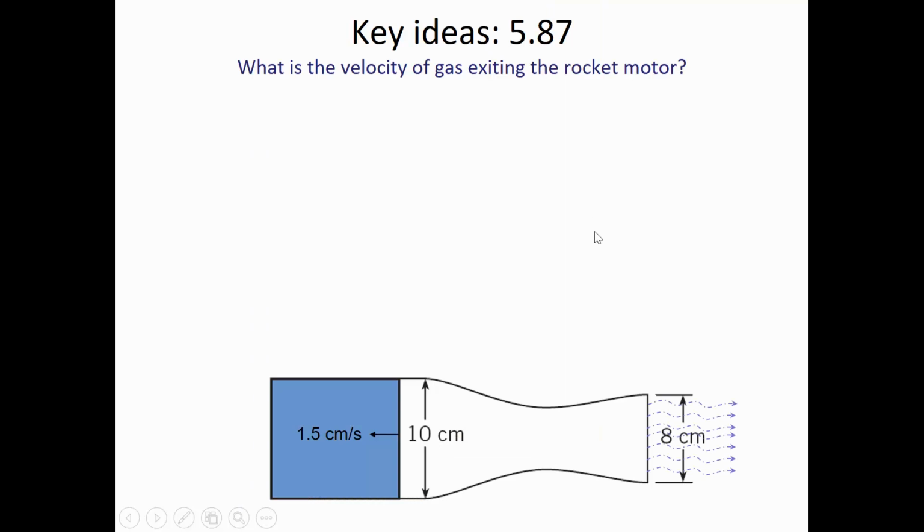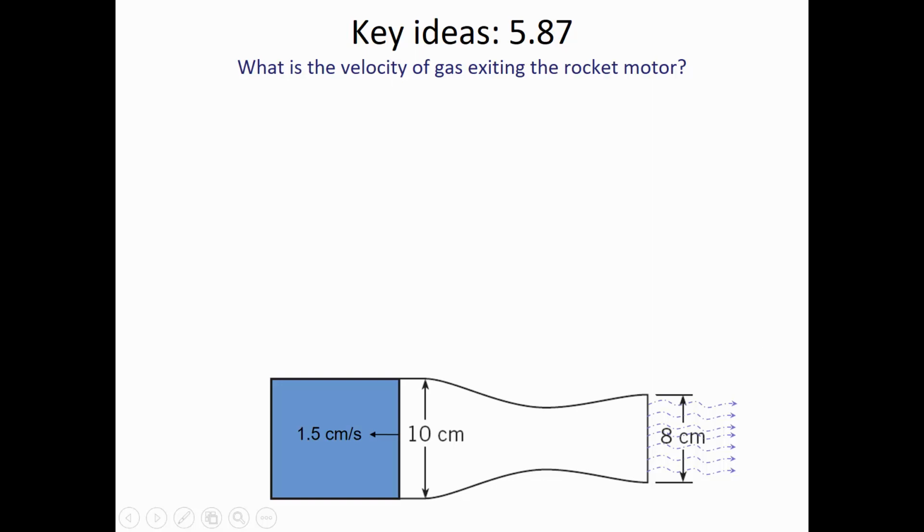All right, so before we finish for the day, let's go through a couple more of these important key ideas. And this is a problem that's just so beautiful, but year after year it causes students a lot of challenge. And so I wanted to tell you how to do this one. They ask, what's the velocity of the gas exiting the rocket? So what happens is there's a solid material that's burning.